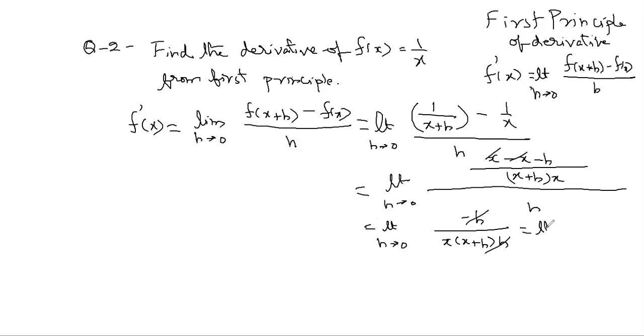You get at last limit h tending to 0 of minus 1 upon x into x plus h. Now at last in the limit also you have to put the value of h. When you are substituting the value of h, this limit will be removed. Minus 1 upon x into x plus 0 is x into x, which is x square. So the answer is minus 1 by x square. So this is the derivative from the first principle.